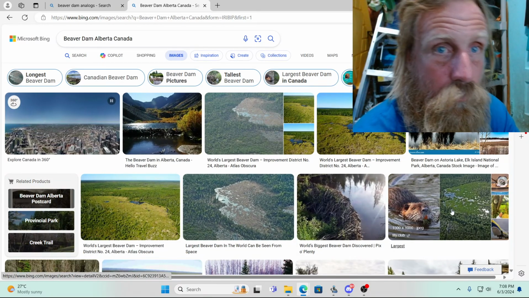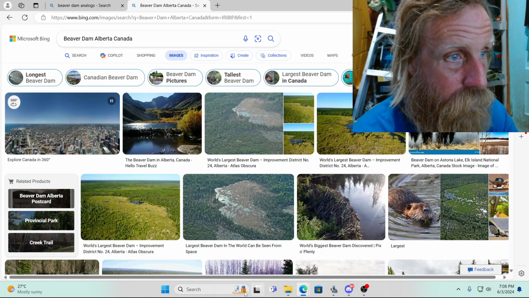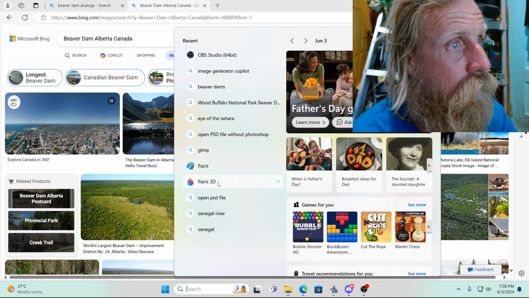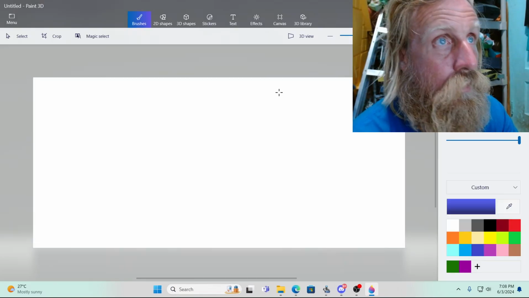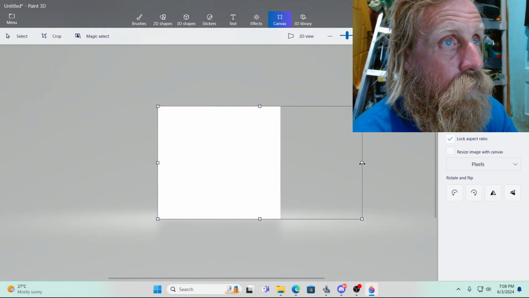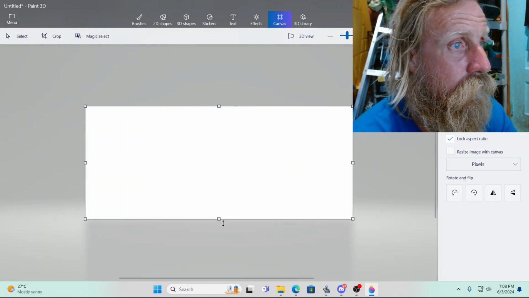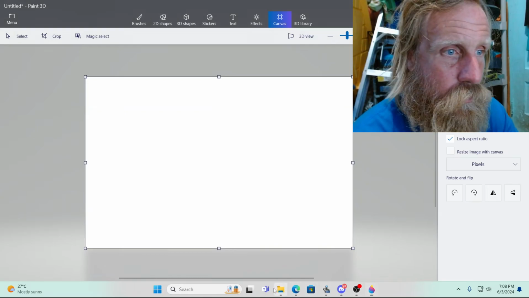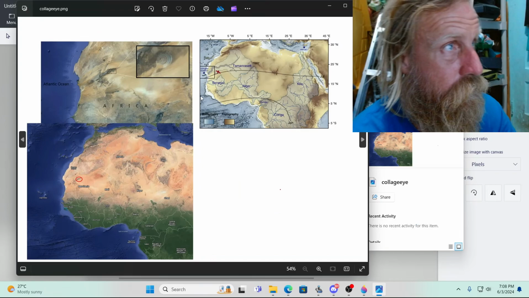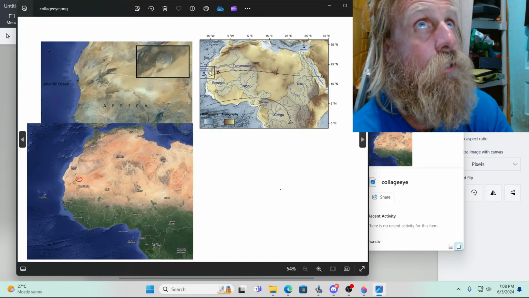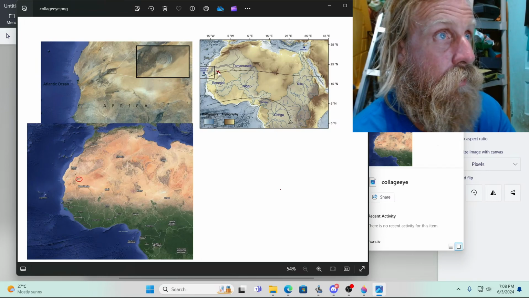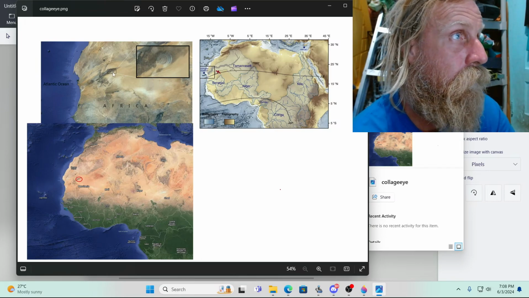Okay, so the objective of the video is to make a paint image. Here's some more pictures that I have. Here's the collage. Here's the Taman Reset right here. And here is the Eye of the Sahara. So looking again, here is the Eye of the Sahara.